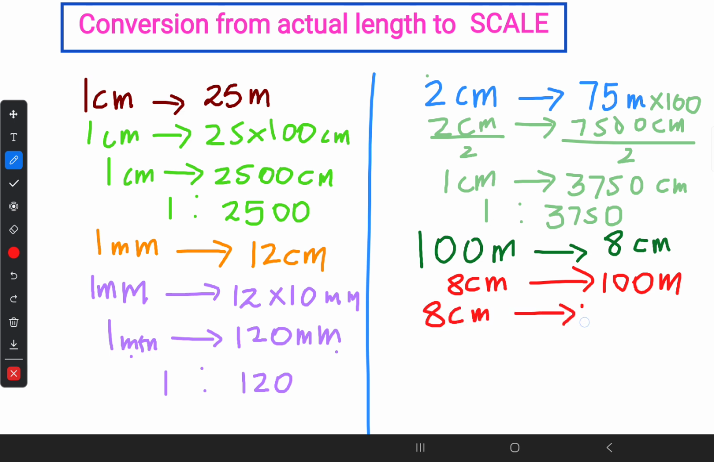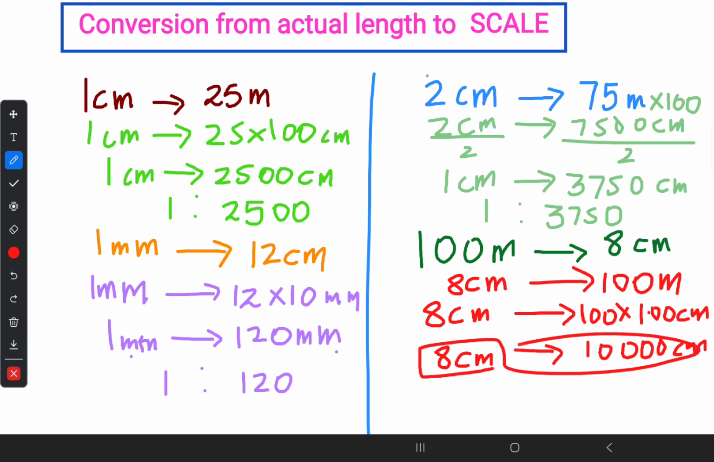100 meters should be converted to centimeters. 100 meters into centimeters: 100 into 100, since 1 meter is 100 centimeters. So 100 meters is 100 into 100 centimeters. Thereafter 8 centimeter is denoting 10,000 centimeters. This is not the final answer. Here 8 centimeter is this much. You should find for 1. Let's divide this by 8.